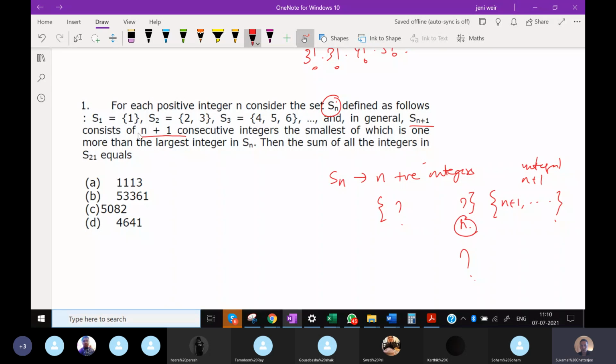So for that, we have to observe the last digit of each of the sets. If you observe the last digits 1, 3, 6, the next one would be, S4 would be 7, 8, 9, 10. The next one would be 10. The next one would be 11 to 15. The next one would be 21. Now what series is this?